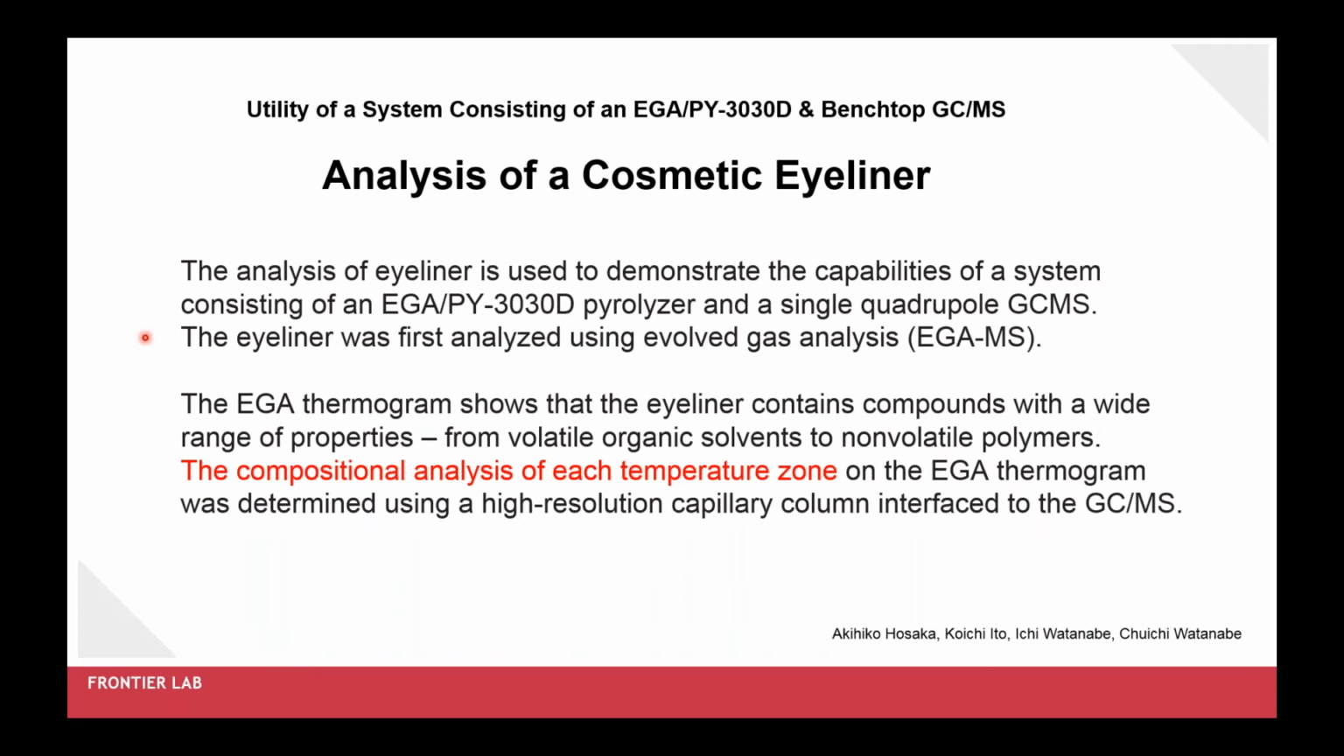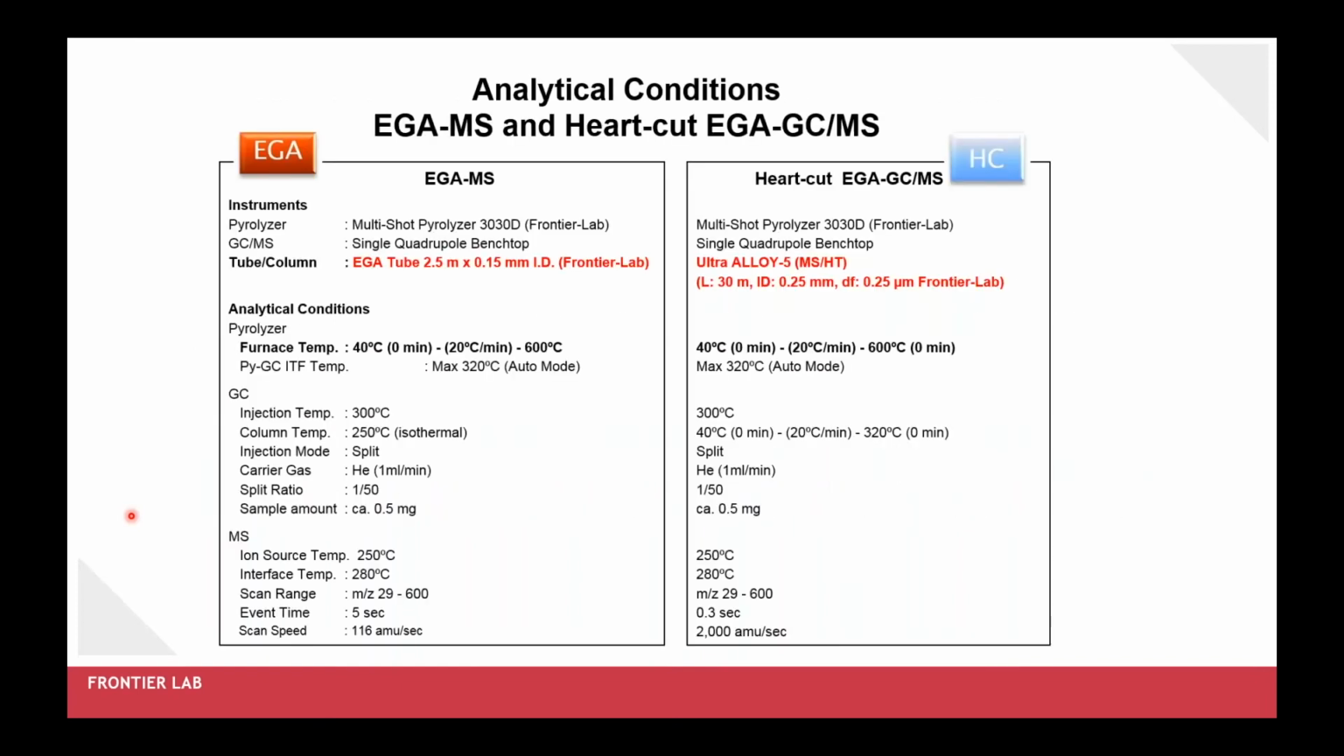We're going to do an EGA run, and then we're also going to do the heart cut. So we're going to sequentially look at the same sample multiple times, and we're going to do that within different temperature zones. These are the conditions that we use on the left for the EGA and on the right for the heart cut.